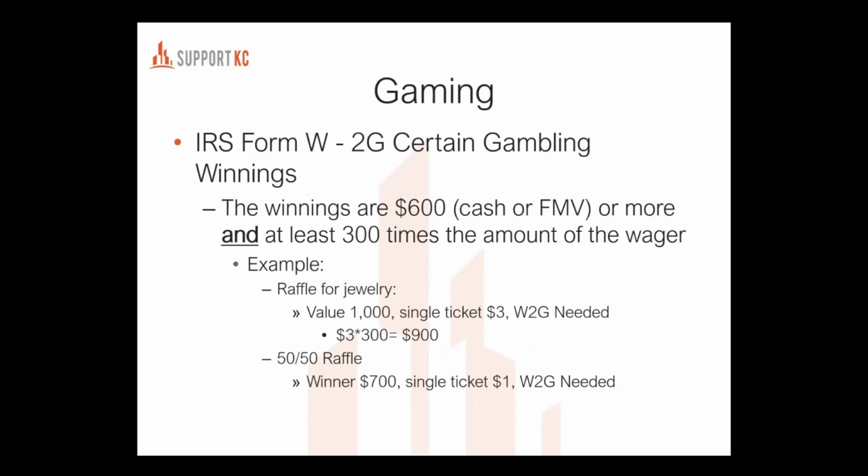Another example would be a 50-50 raffle. So if the winner received $700 and a single ticket was $1, a W-2G would need to be issued. But if the winner only won $500, because it's under that $600 threshold, a W-2G would not be needed.